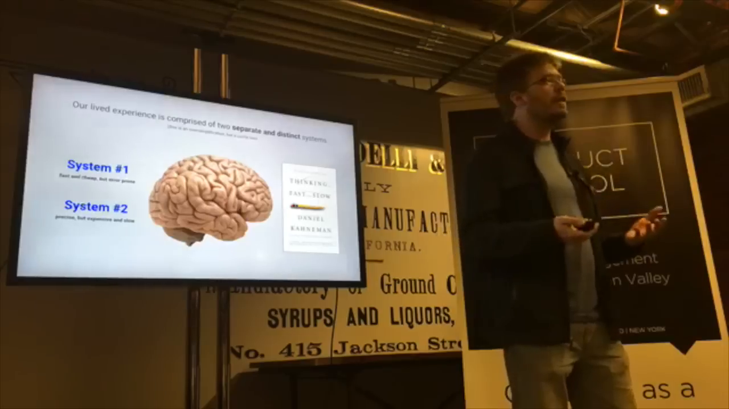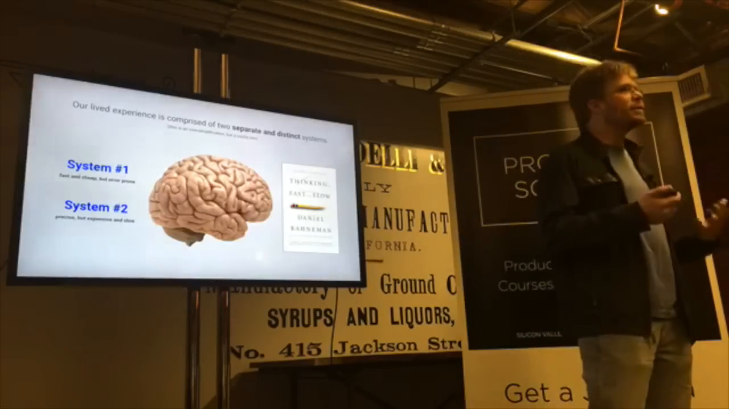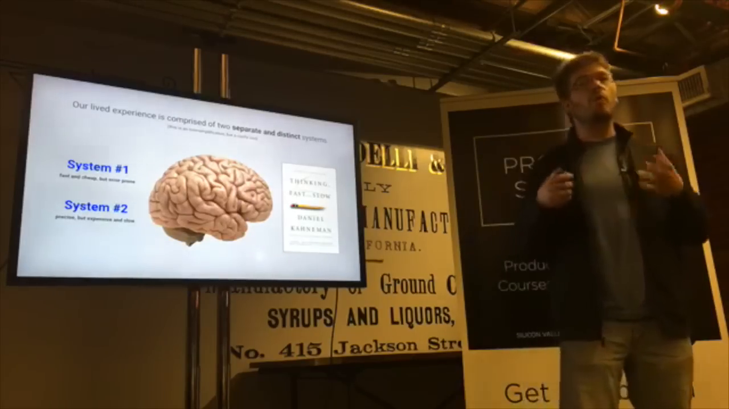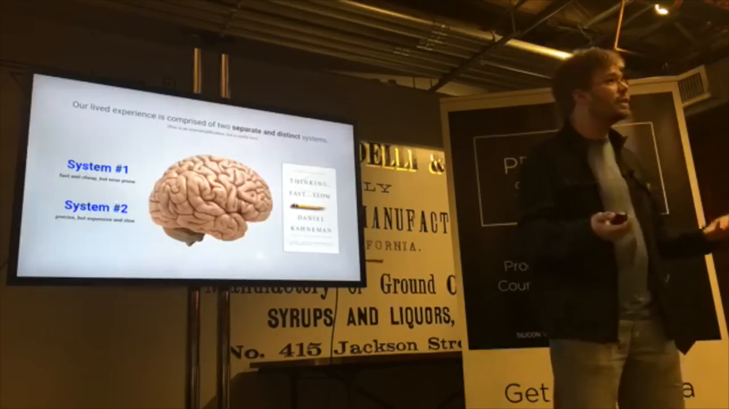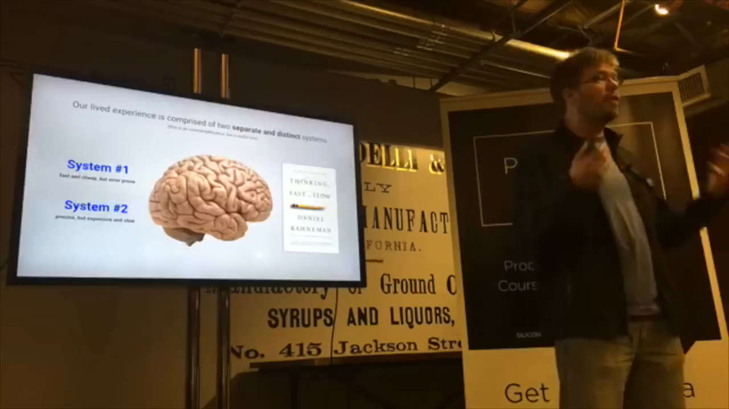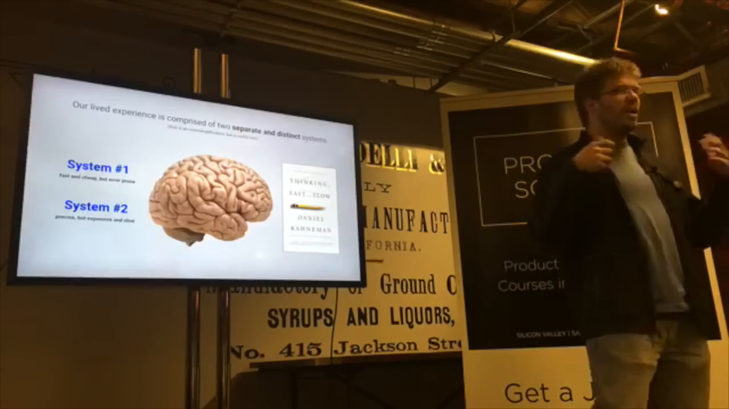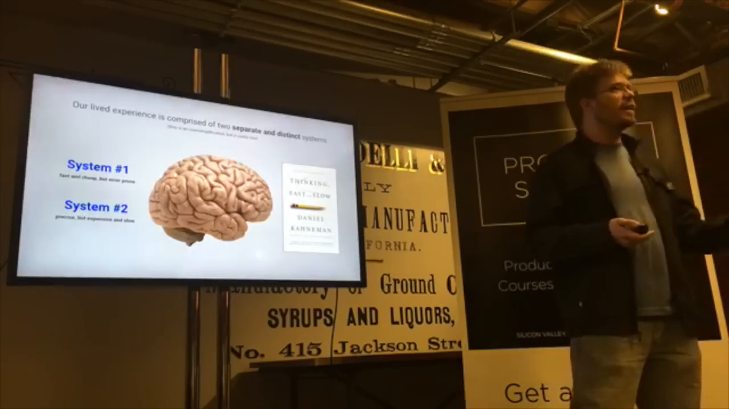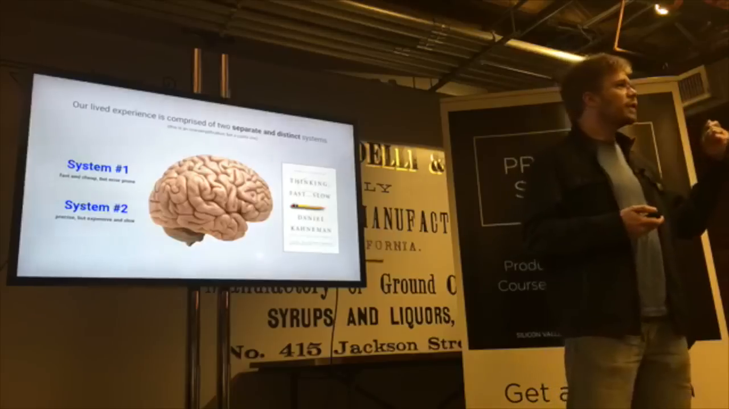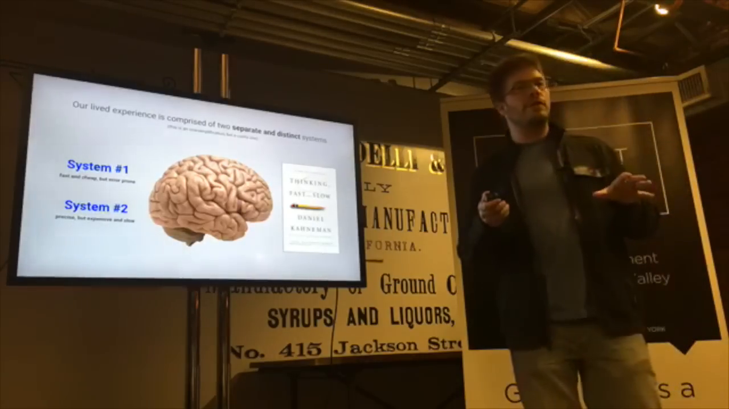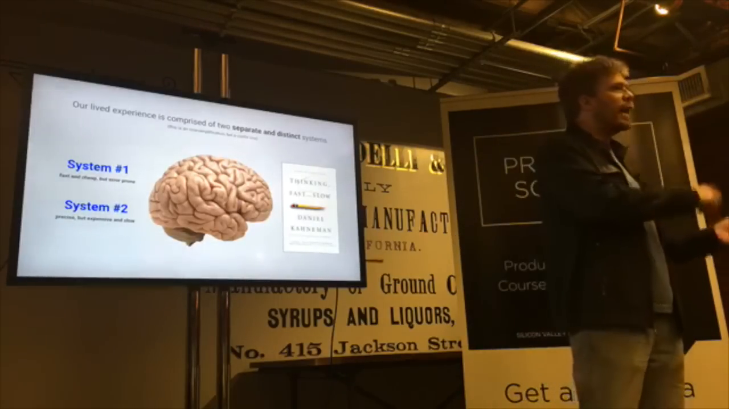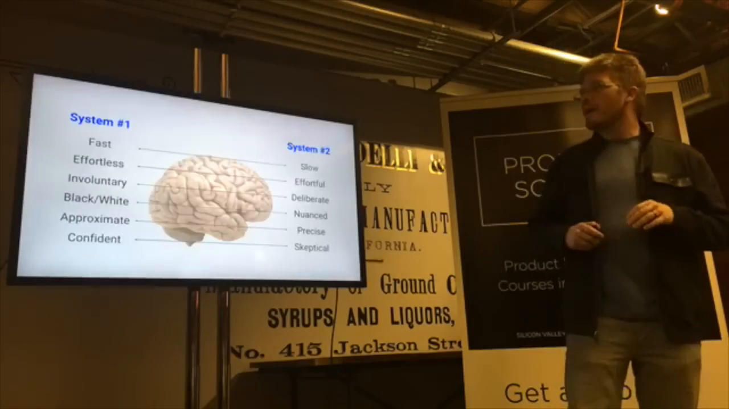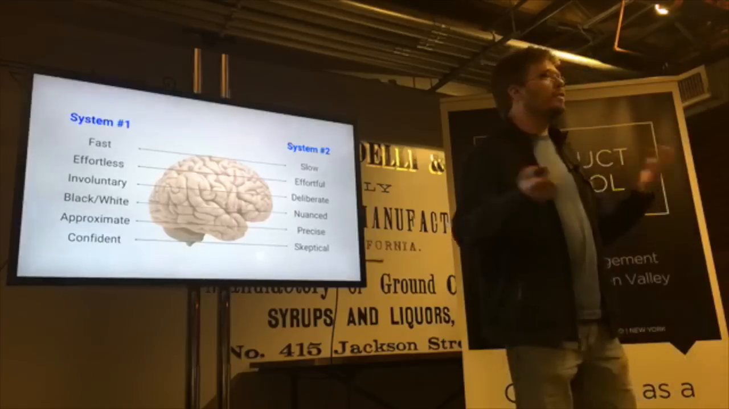The central conceit of Thinking, Fast and Slow is that our mental experience is comprised of two separate and distinct systems. System one is an intuitive, heuristic-driven system that's extremely cheap, involuntary, and fast, but also very imprecise and approximate. And then system two, which is more of how we think, is precise, logical, and directed. So we have these two systems in our toolkit, one which is cheap but inaccurate, and the other which is precise but expensive. And they have a bunch of different ways of reasoning about the world.